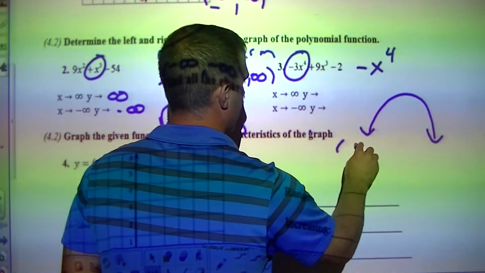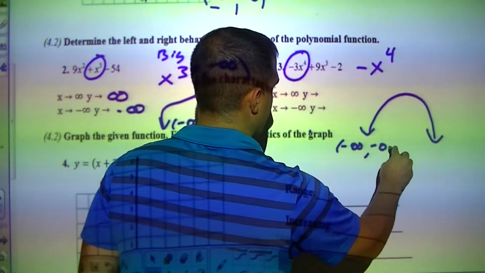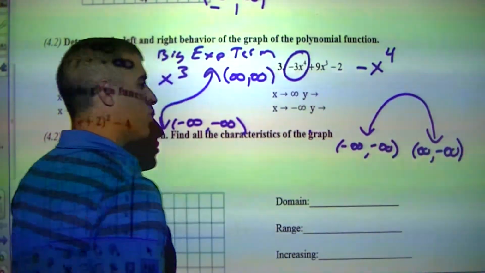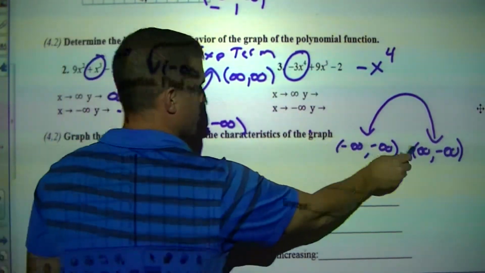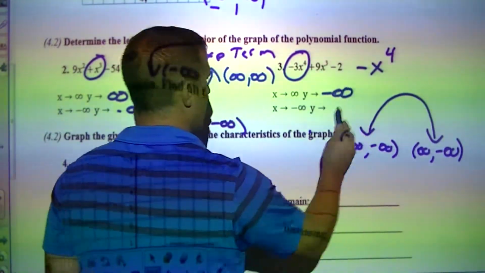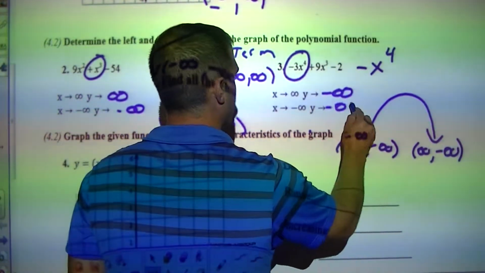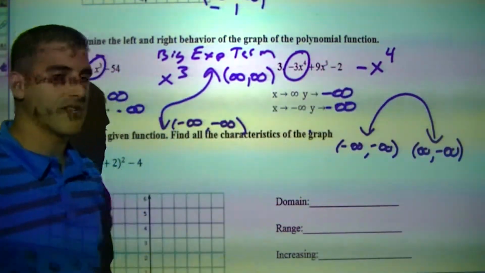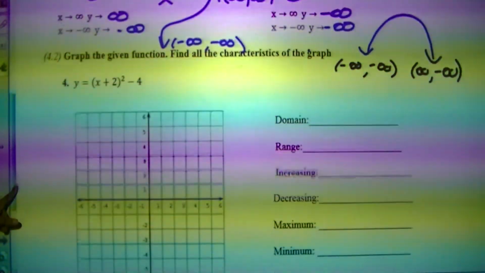So that's negative infinity because it's on the left and it's going down. This is positive infinity because it's on the right, and it's negative because it's also going down. So as x approaches infinity, that's going to be negative. As x approaches negative infinity, that is also negative. So for those, all you have to graph is just whether it's positive or negative in that exponent.